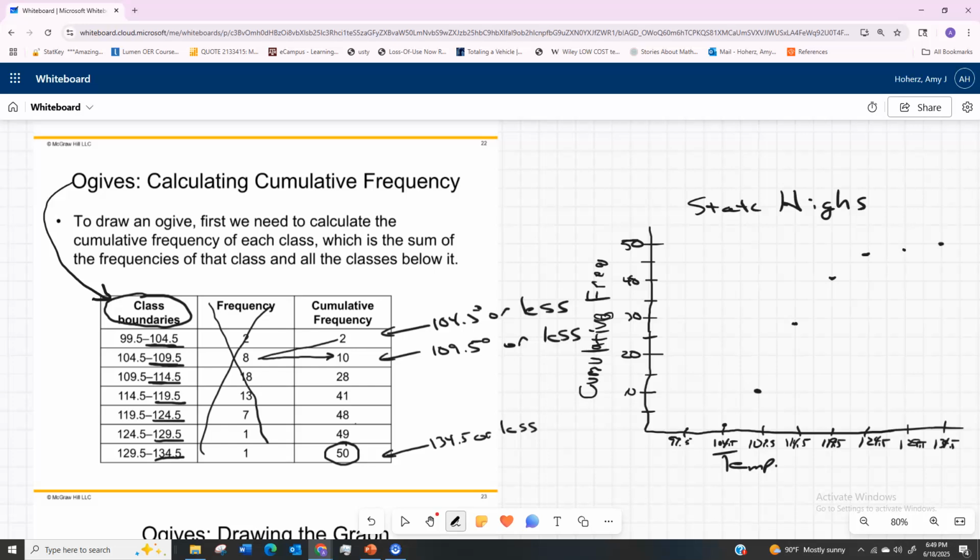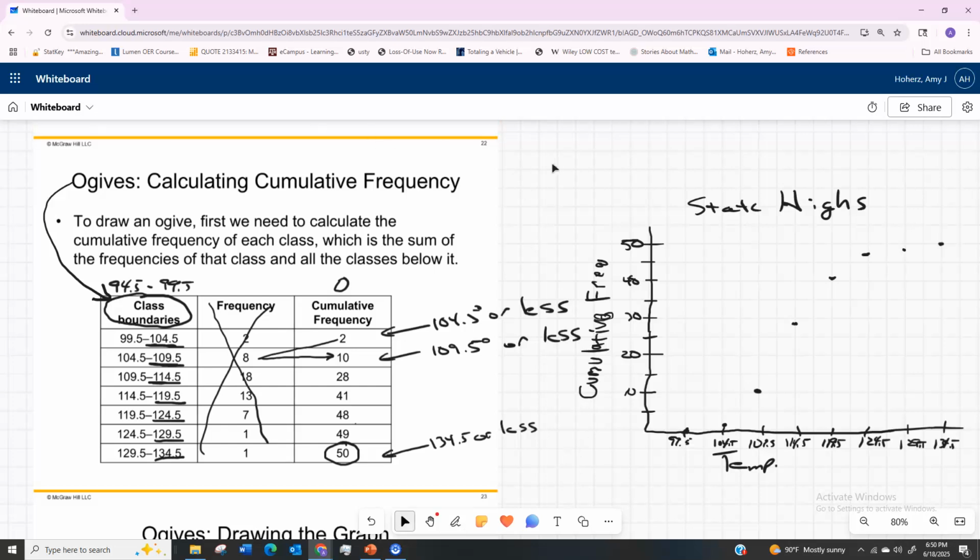Okay, and so what do we do with this first one? Well, you have to think back to the frequency polygon, and you're going to think as if there was a class before this. So what if there had been a class that was 94.5 to 99.5? What would the cumulative frequency have been? 0, because we didn't have any data between 94.5 and 99.5. We had nothing.